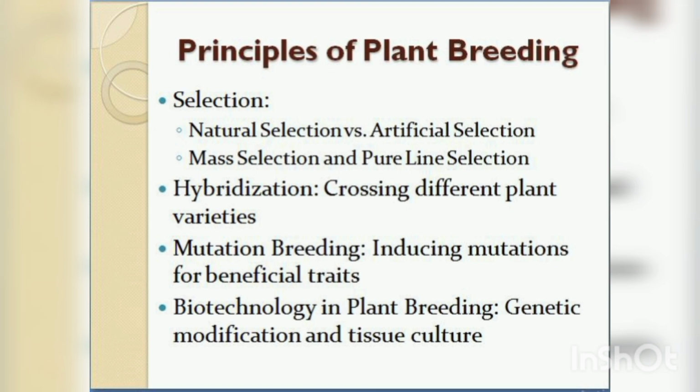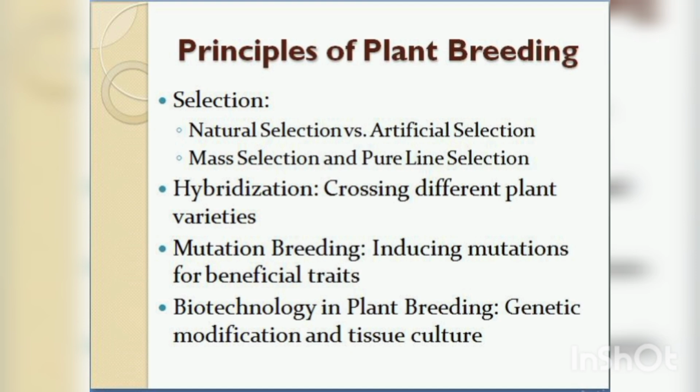2. Hybridization. Hybridization is the process of crossing two genetically different plants to create a new variety with improved traits. This method is commonly used in crops like maize, wheat, and rice to improve yield, resistance to diseases, and environmental adaptability. Hybrid plants often show what is called hybrid vigor, meaning they grow faster, produce more, and are more resilient.